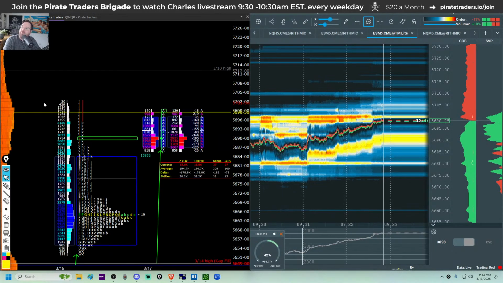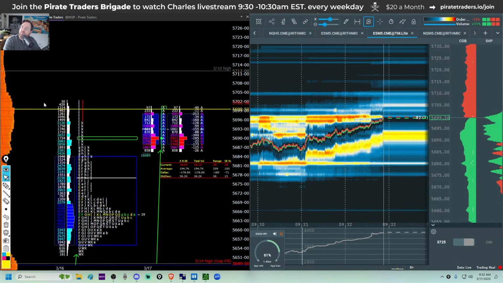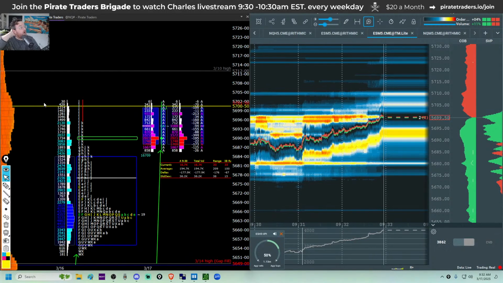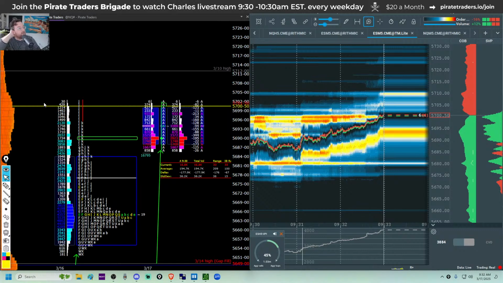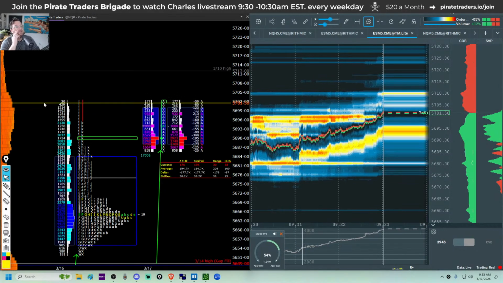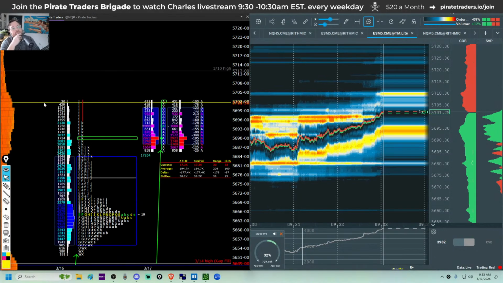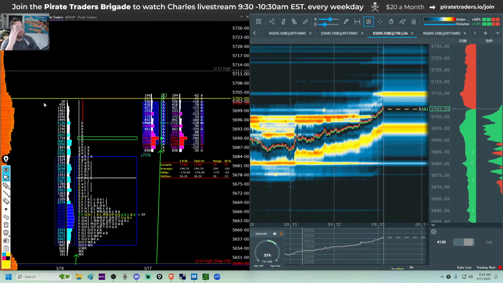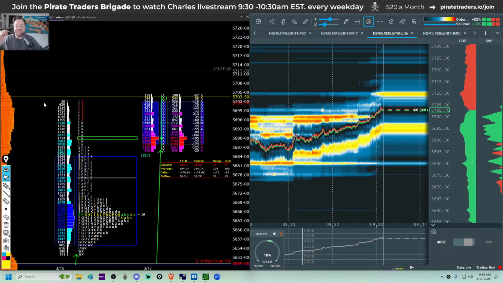Mark says, I think of fair value gaps as single prints in the market profile. Oh, okay. Yeah, that's very different than how I think about it. It's one of the downsides to trading. Everybody has different terms, and they don't always mean the same thing.